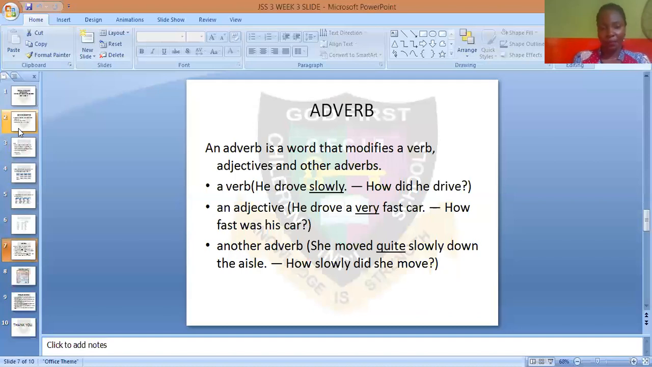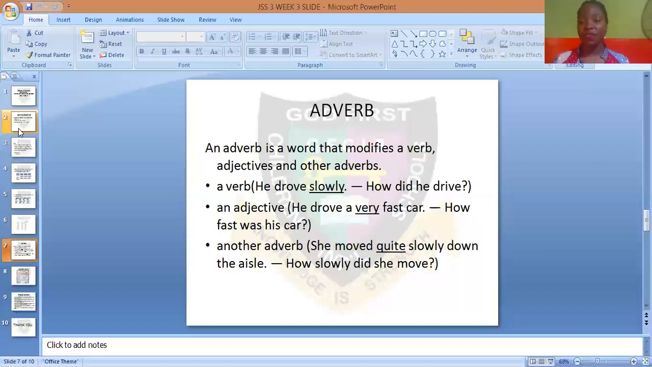Moving on to adverb. Today we have two parts of speech that we're considering, which are verb and adverb. So adverb, what is an adverb? An adverb is a word that modifies a verb, an adjective, or another adverb.